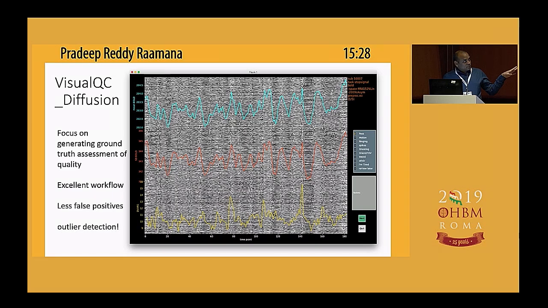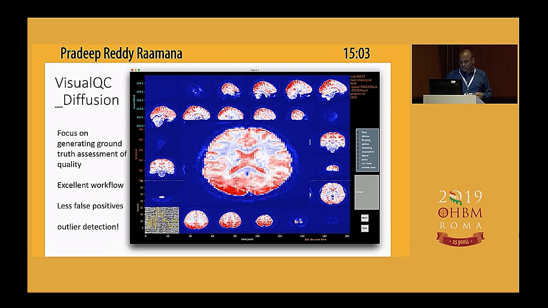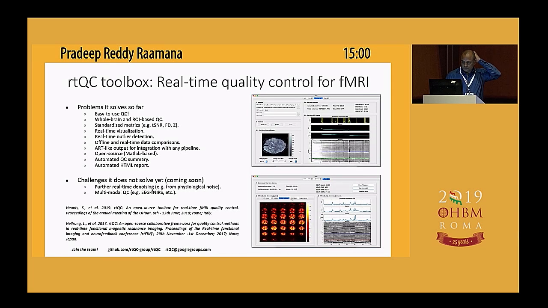Just like functional MRI, visual QC helps you go through diffusion MRI data also, because both are 4D data. Instead of time point, this is actually the wrong graphic, I'll correct it. It should be gradient along the x-axis, and we can overlay diffusion MRI specific metrics here, which can help you quickly rate the quality or make some notes. So for comprehensive assessment, this makes the process easy, and you can also zoom into different volumes as you wish.